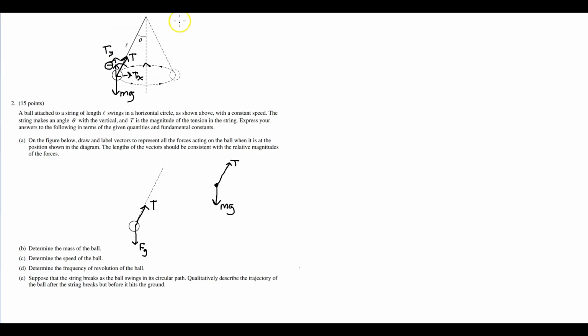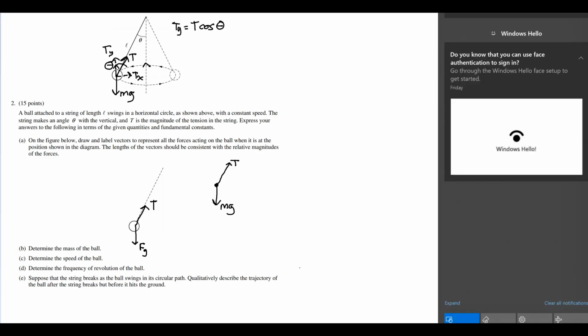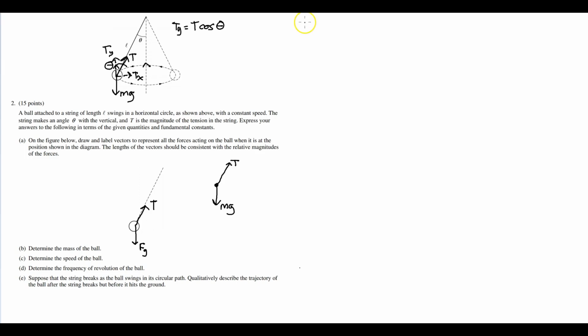So Ty will equal T times the cosine of theta. Ty will be T times the cosine of theta. Okay, and since Ty must equal mg, sorry about that, so net force Y equals 0. That means Ty, which we just said was T cosine theta, right?